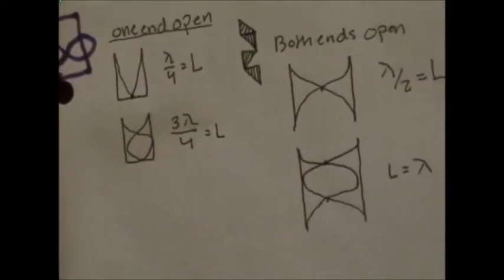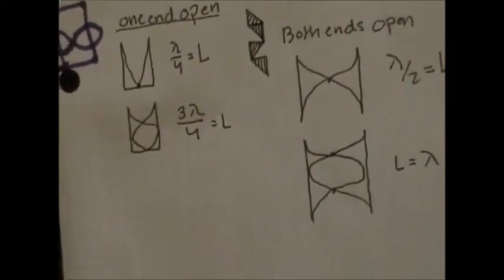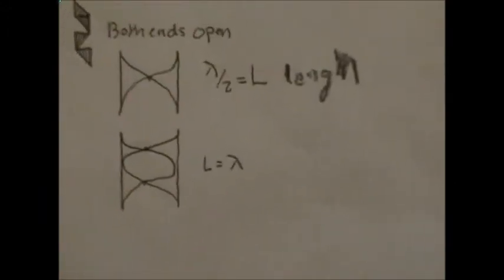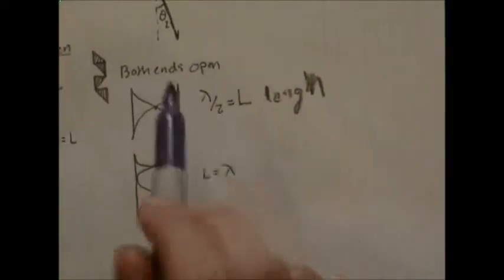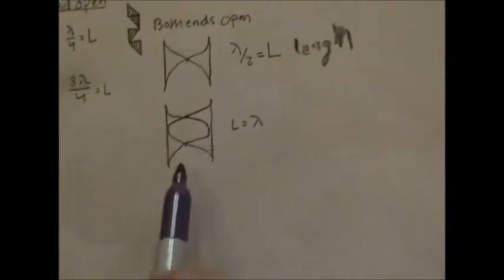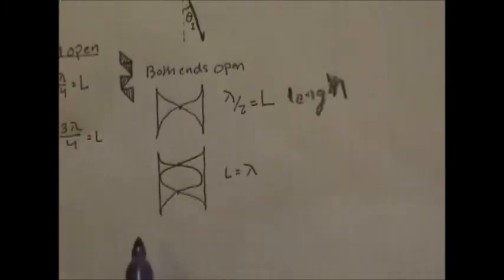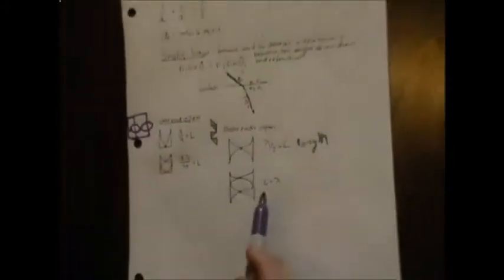And so here you just do 3 wavelength divided by 4 is equal to the length. Now here we have both ends open, which is different from one end open. To calculate the length, for half a wavelength, lambda over 2 equals the length. And here we have a full wavelength, which is just the same as the wavelength. So the first part of the problem is asking us to draw a ray diagram.